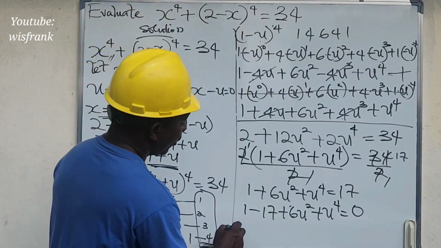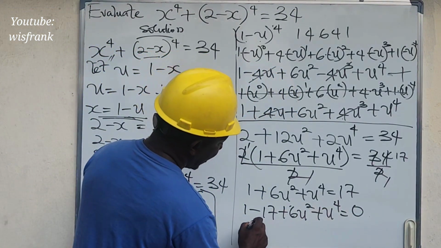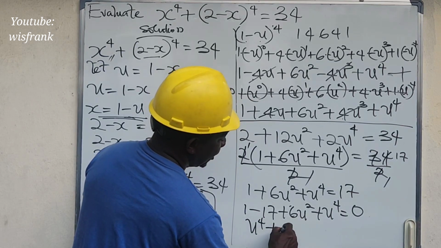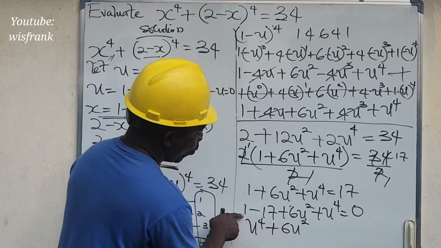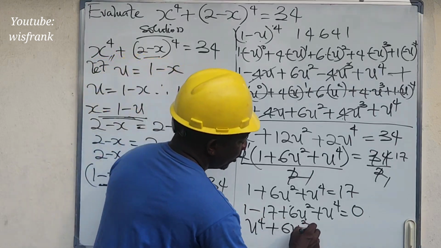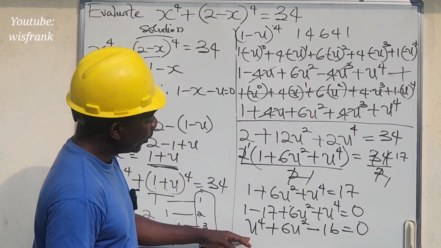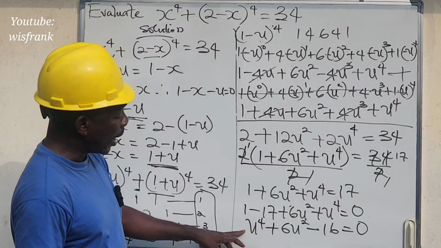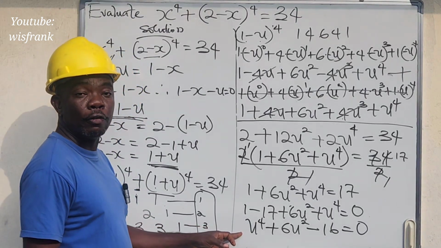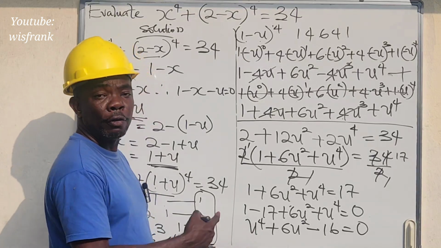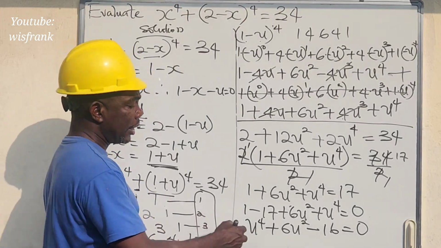So here, when we rearrange this, it will give us u to the power of 4 plus 6u to the power of 2. 1 minus 17 will give us minus 16, all equals 0. So this is what we have now. And you can see that the highest power of u is 4. We are going to find the value of u by grouping by factorization.